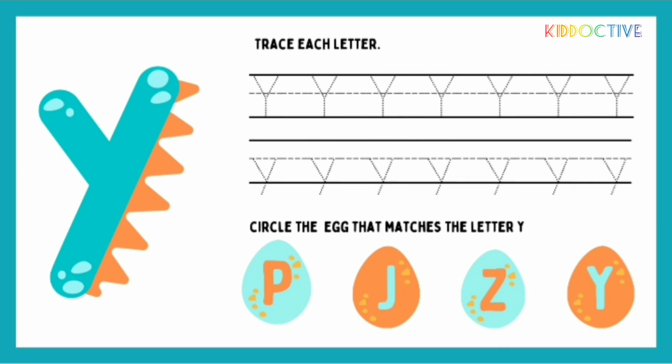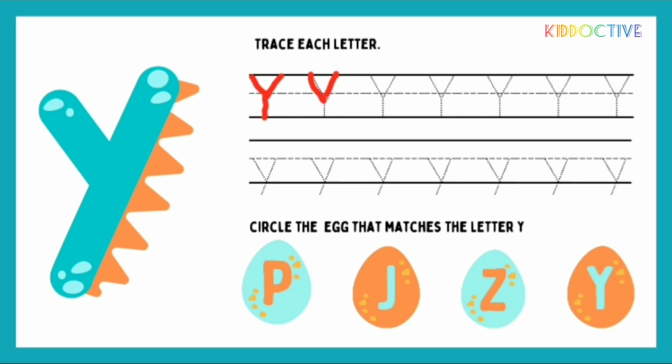Now comes letter Y. Yeah, letter Y. How are we going to write this? We are going to write like V, then one standing line. This is the capital letter Y. Now comes the small letter Y. Okay. You're going to write it? Okay. Circle the egg that matches the letter Y. Where is the letter Y? The fourth egg is having letter Y.